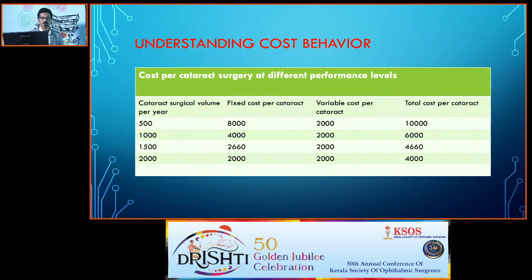But if your volume increases, say the next year to 1,000, with this increase in volume you may not have to increase the space or the number of staff. You can still manage with the same number of staff, the same place and the same equipment. But you find here that your fixed cost per cataract comes down. If you double the surgical volume, it comes to half, 4,000. So your total cost per cataract comes to 6,000. And if your package rate is still 14,000, your profit would be almost 8,000.